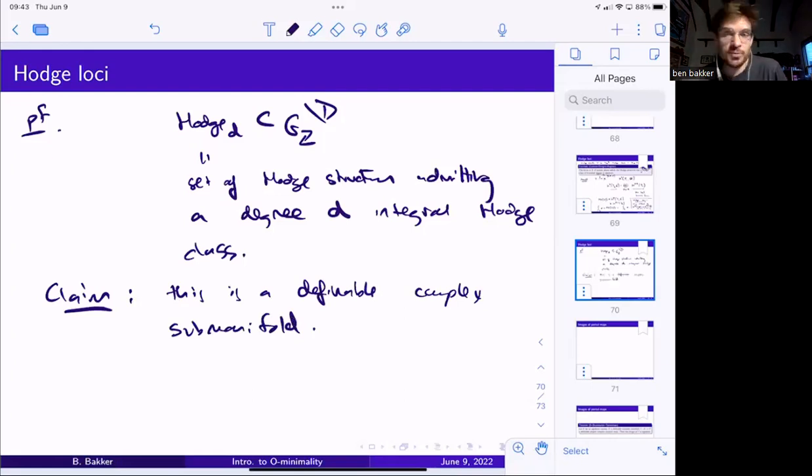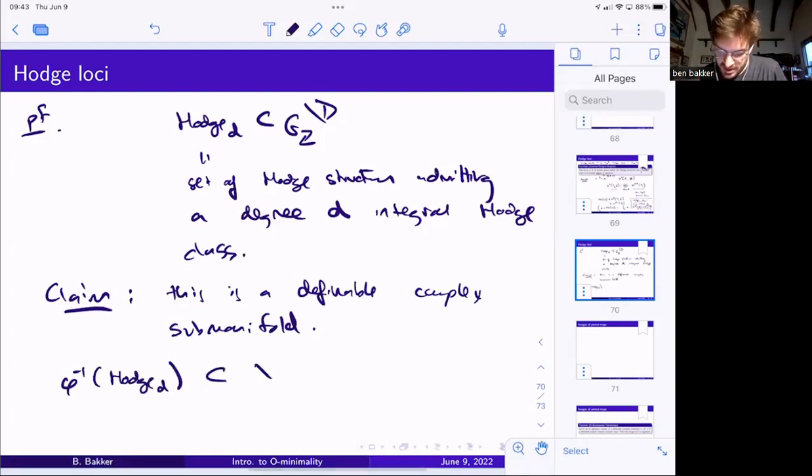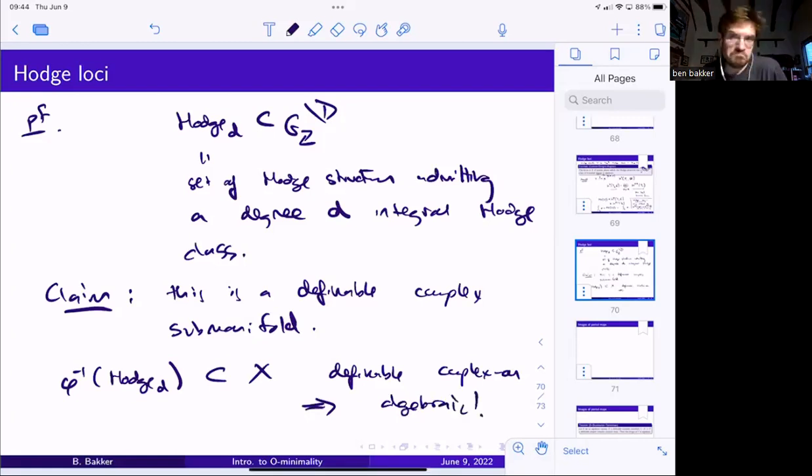Okay, and once we have this claim, then we're completely done, because if we take the inverse image of this universal Hodge locus under the period map, which sits inside X, then this is definable and complex analytic. Therefore, by definable Chow, it's algebraic. Okay, so this is sort of the virtue of this definable setup.